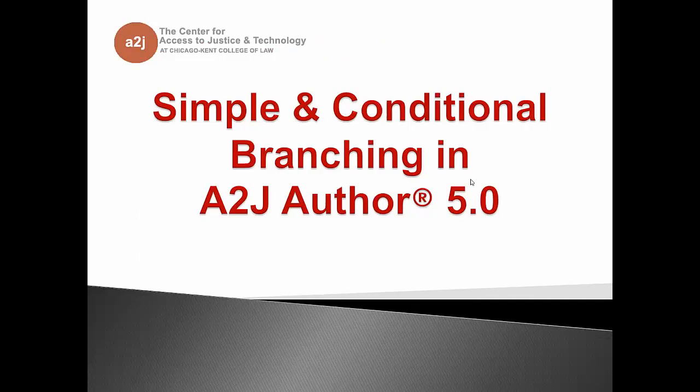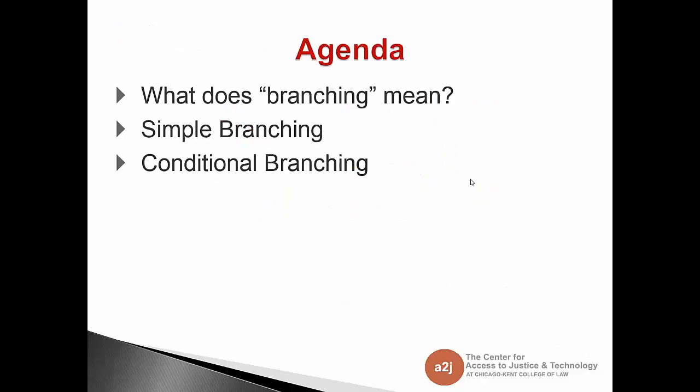Today's topic is simple and conditional branching in A2J Author 5.0. Our agenda for today is we're going to be talking about what branching means. We'll talk about simple branching, which is branching using buttons. And then we'll talk about conditional branching, which is all done in the Advanced Logic tab of the Questions Editor.